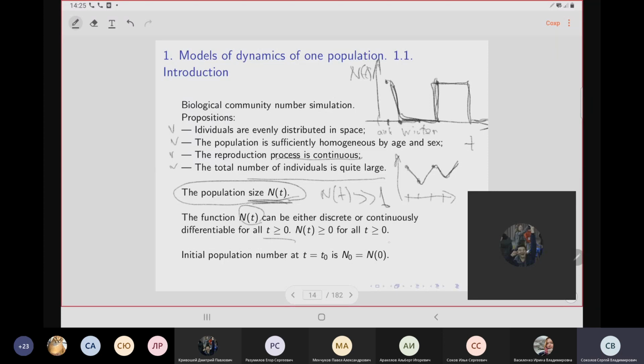So first of all, the biological meaning of the population size is that it is non-negative. Our population is always non-negative. If the population becomes equal to 0, that means the population vanishes, and it can't become negative. And usually we have some initial value at our initial moment. I think we should use 0 here instead of t0.